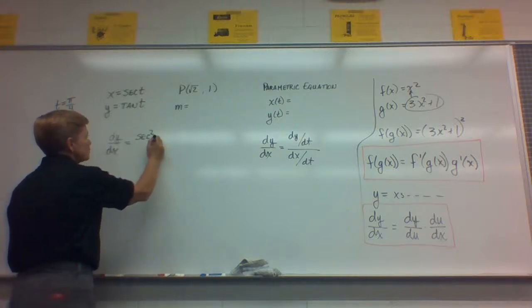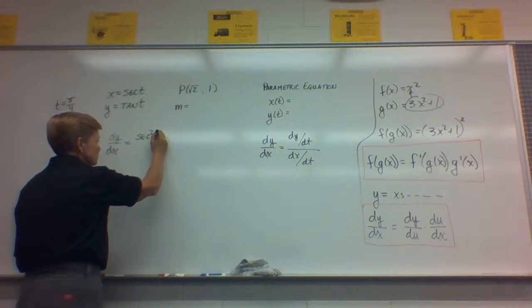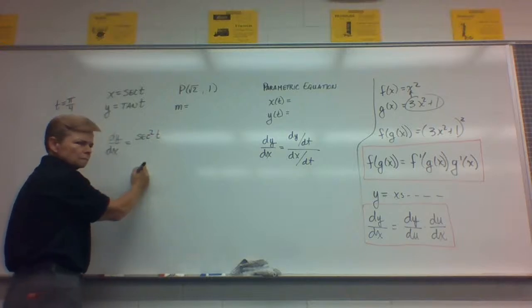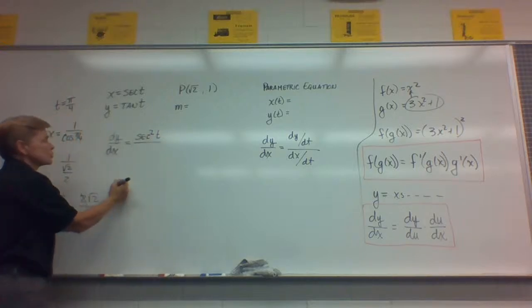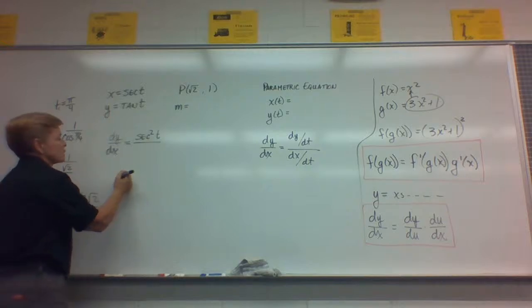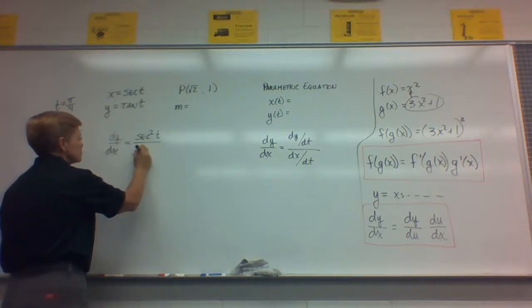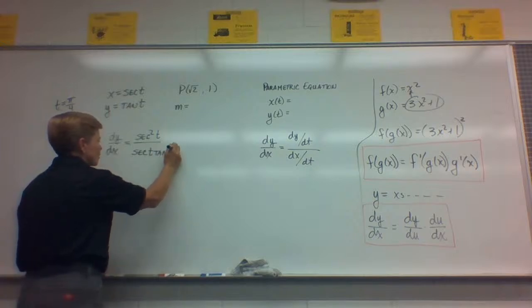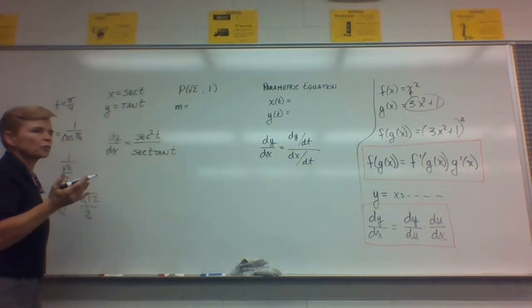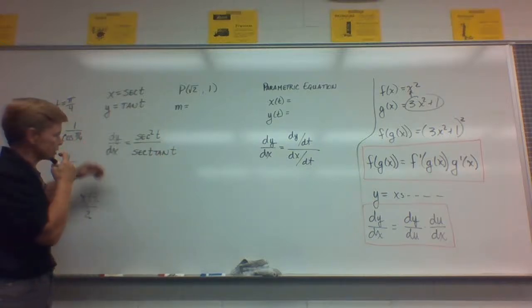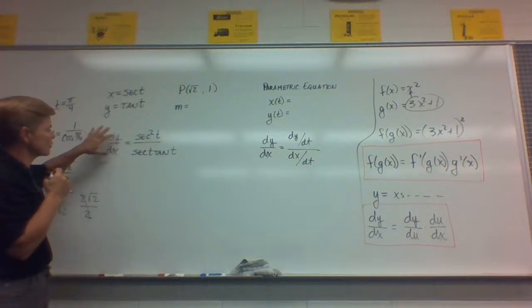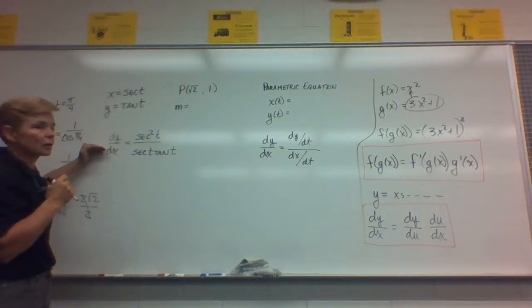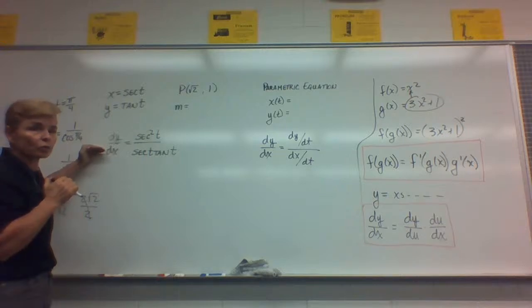Secant squared of t, over, what's the derivative of x with respect to t? Secant tangent? See, it's not the quotient rule. And that's what people get, they're suckers for this. They say, well, that's a quotient, I'm going to apply the quotient rule because I'm trying to find a derivative. No. It's the derivative of the top over the derivative of the bottom, which is what you guys all wanted to do before I gave you the quotient rule.